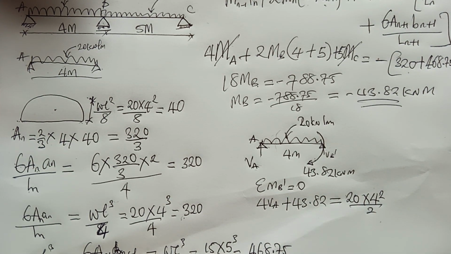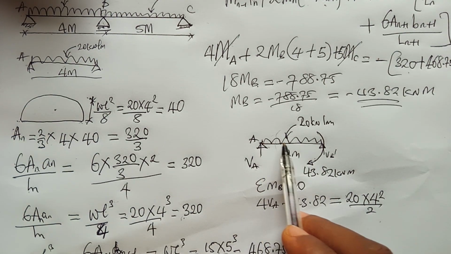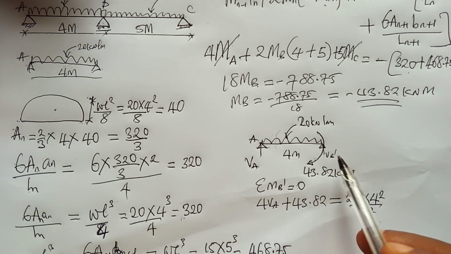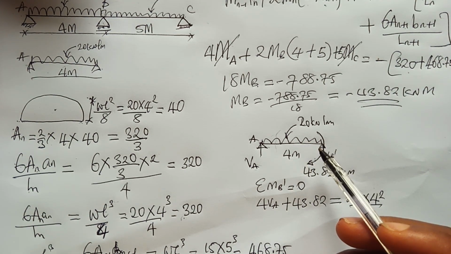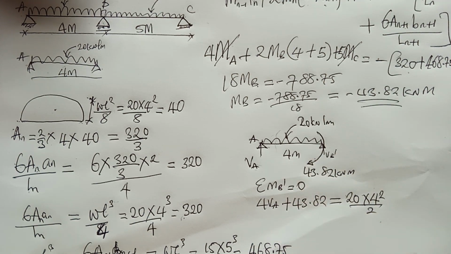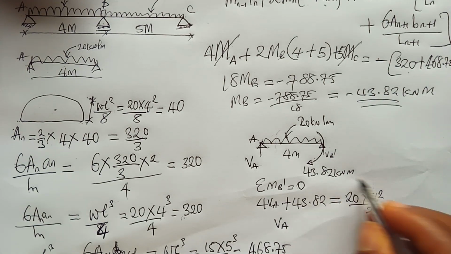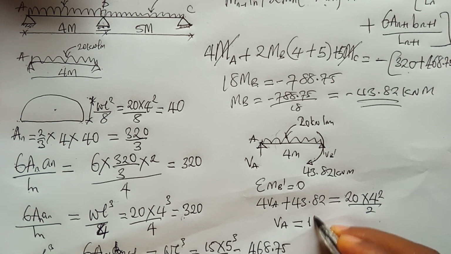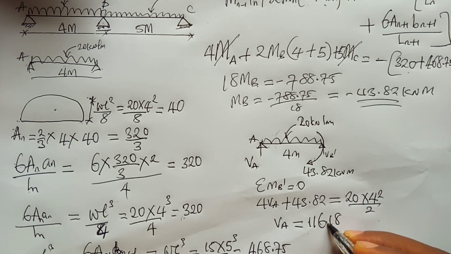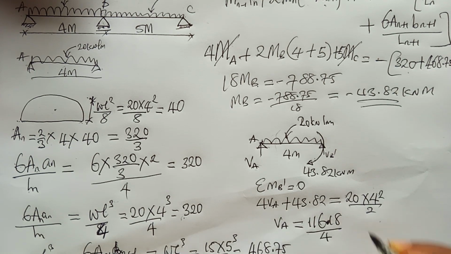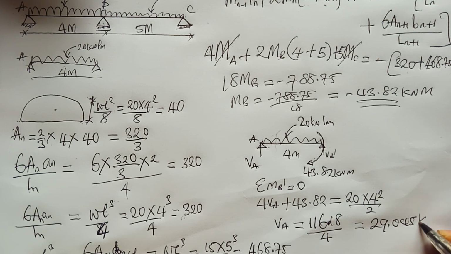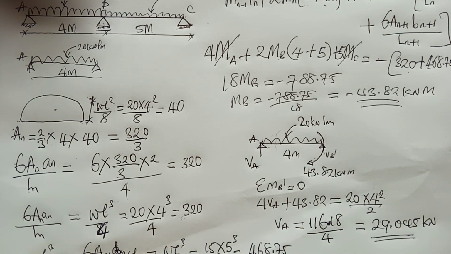Remember why it is 4 squared over 2? First of all, you multiply with the span, and the UDL will always act at the center. That is why you have 4 over 2, and 4 over 2 is the same thing as 2, that is half the span. You can just play around with this and have that VA. Remember, this one crosses the sign of equality. And you have that VA is equal to 116.18 all over 4, and that will melt down to 29.045 kilonewton. This is all about this problem.